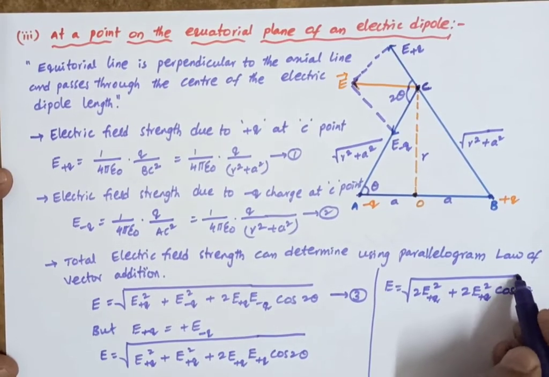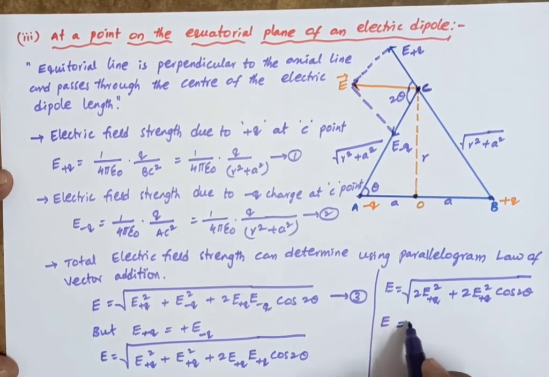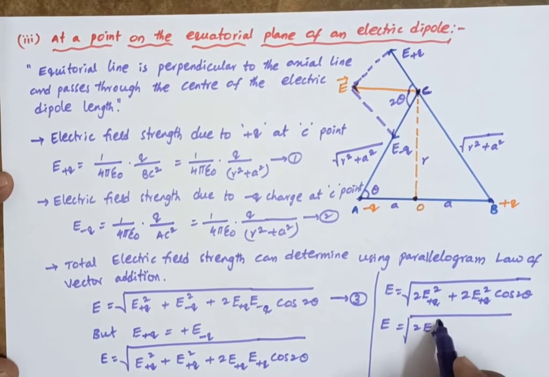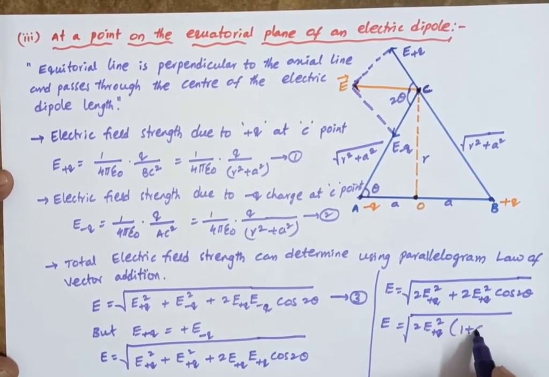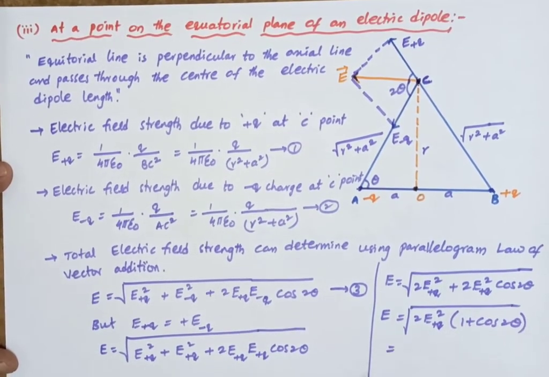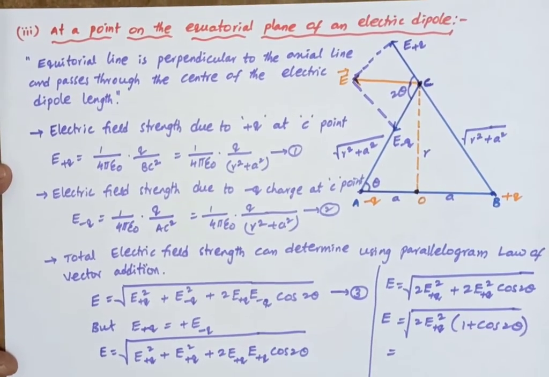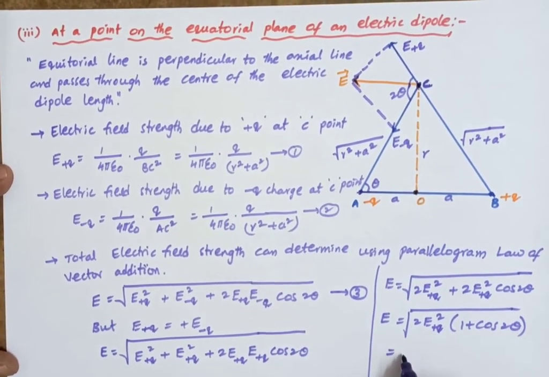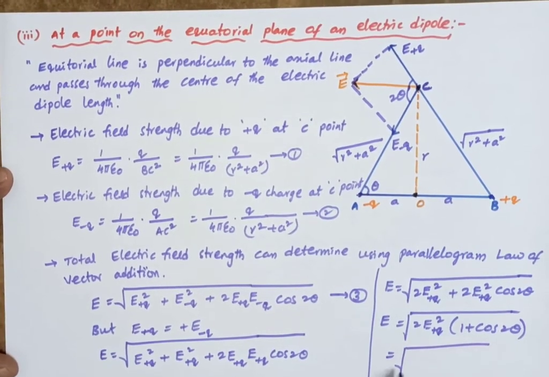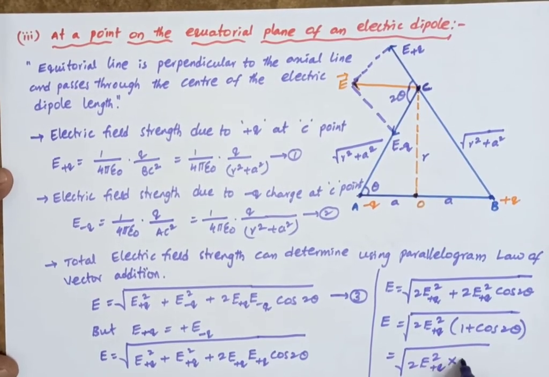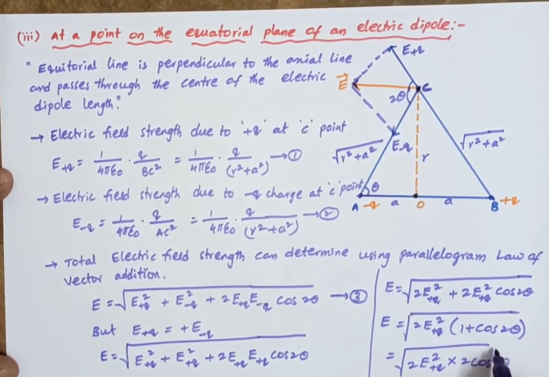So what is common? E equals the square root of 2 E plus q square is common, times 1 plus cos 2 theta. From trigonometric identities, 1 plus cos 2 theta equals 2 cos square theta. So it is written as the square root of 2 E plus q square into 2 cos square theta.